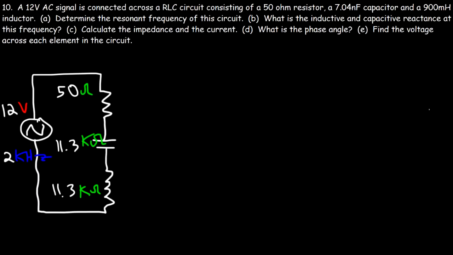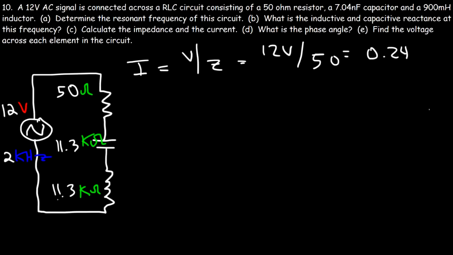So now that we have the impedance, we could find the current. The current's going to be the voltage divided by the impedance. So we have 12 volts, and the impedance is 50. 12 divided by 50 will give us a current of 0.24 amps.